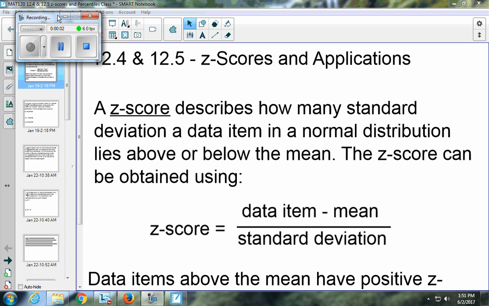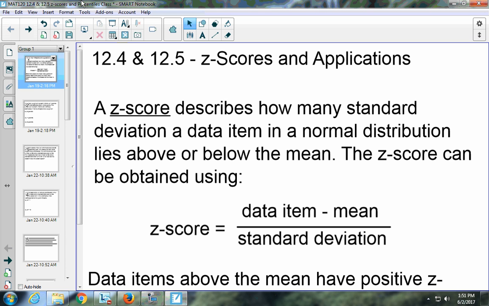When we talk about normal distributions, sometimes it helps to be able to compare them. But if they have different means and different standard deviations, that becomes very difficult. A z-score can help us to compare these different normal distributions. A z-score describes how many standard deviations a data item in a normal distribution lies above or below the mean.